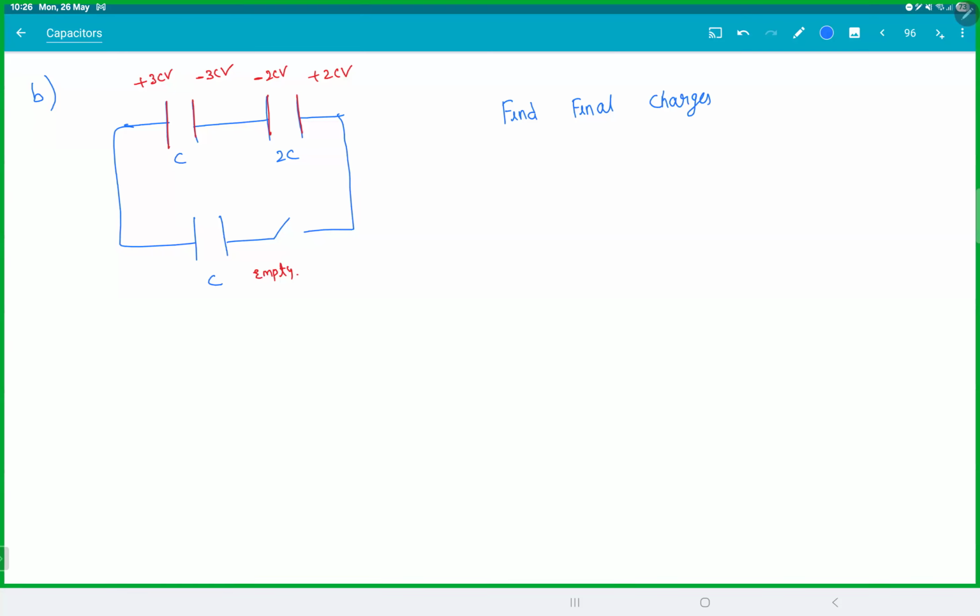They can ask you find the final charges. Yeah, there's no battery. I can ask you final charges and the final potential difference also. That is charge by potential anyways. Get this?